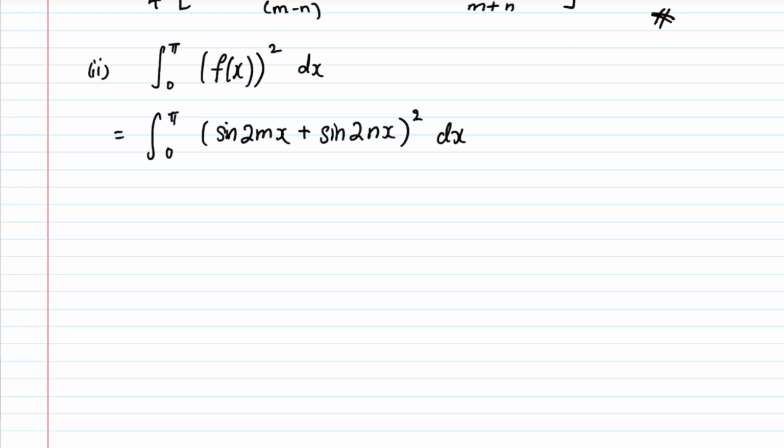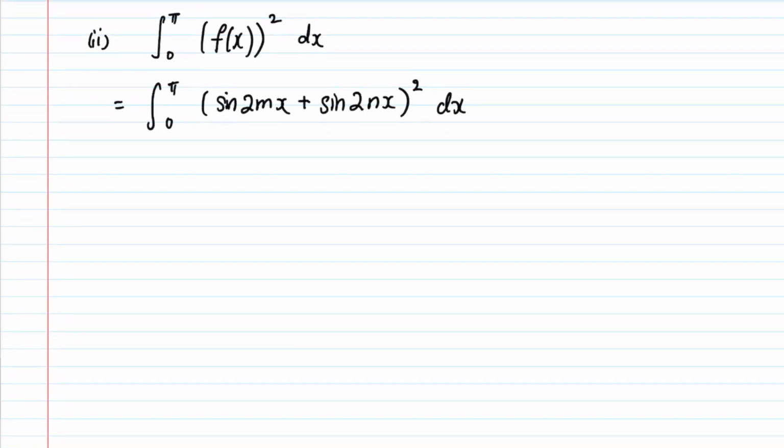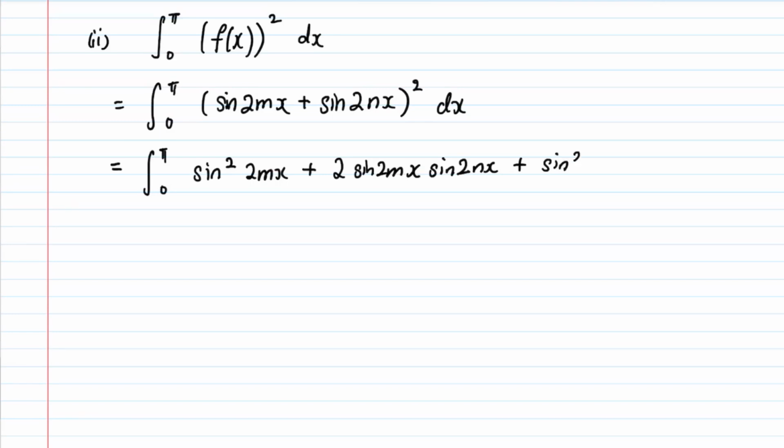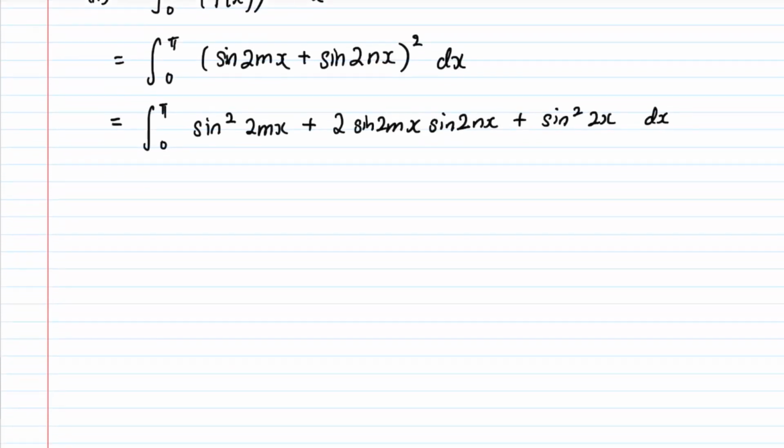It is like your (a plus b) whole thing squared. So what you're going to do is just expand it. By expanding this, you will leave the integration sign there, 0 to pi. When you expand it, you're going to get sine squared 2mx plus 2ab, so 2ab, and then plus b squared, which will be sine squared 2nx dx. Okay, so this happens when you expand it. This is your classic algebraic formula.